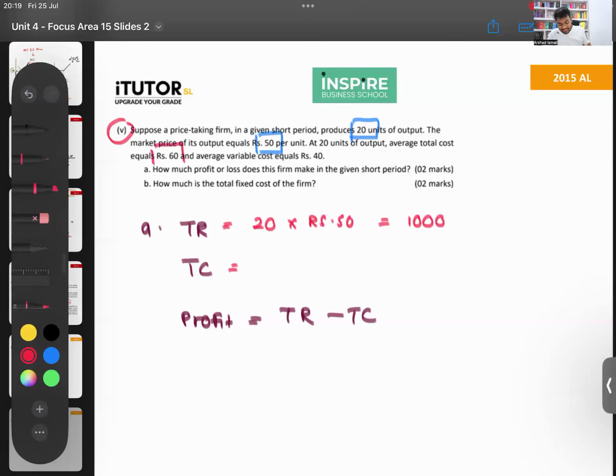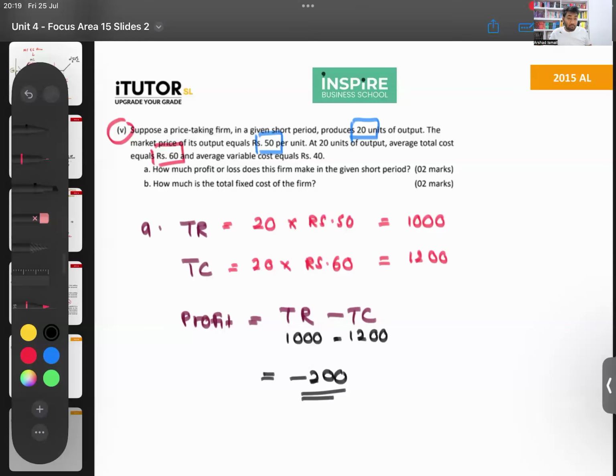How much is their total cost? Average total cost is 60. They're producing 20 units. Therefore, total cost is 1,200. So revenue is 1,000. Cost is 1,200. How much of profit are they making? They're making a loss of 200. So you can say profit is minus 200. Easy one.